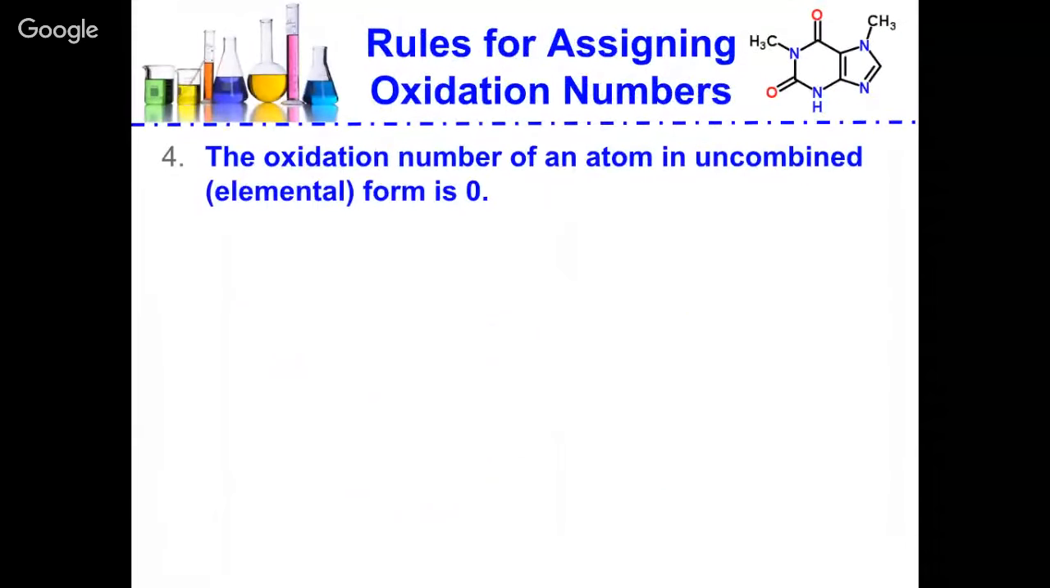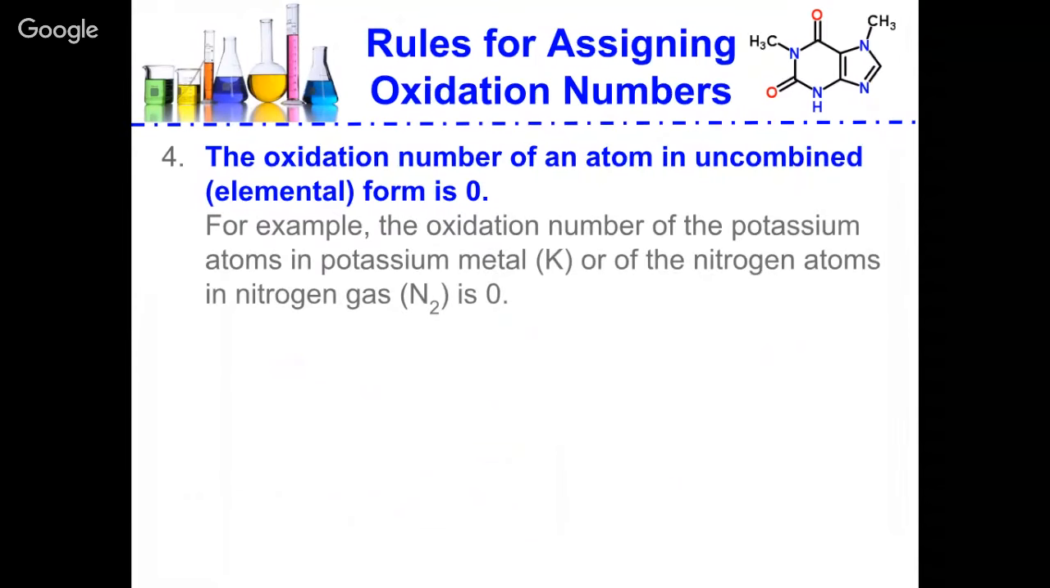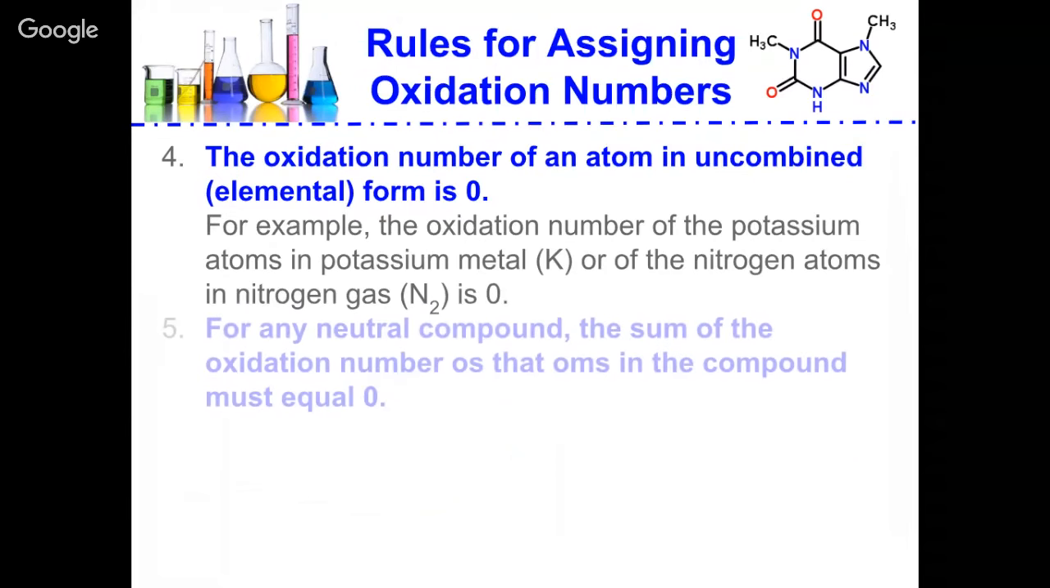The oxidation number of an atom in uncombined elemental form is going to be 0. So anytime you're looking at an equation and you're looking at the elemental form of an element, it's going to have an oxidation number of 0. So for example, potassium metal or nitrogen gas, both of those are going to have oxidation numbers of 0 because they're in their elemental state.